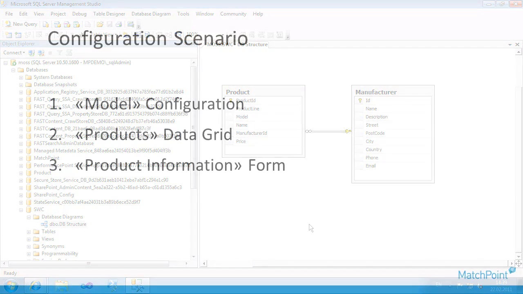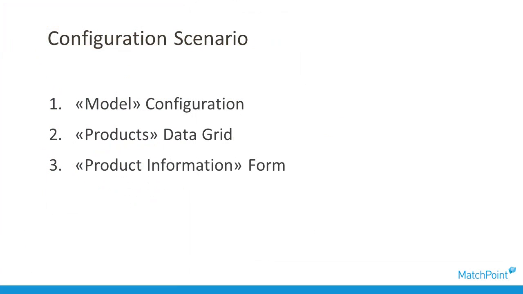In our scenario, we will perform 3 MatchPoint configurations. First, we will configure a model configuration file which contains the database schema. Then we will create a data grid that displays the content of the product table. And finally, we will configure a custom form which we use to display and edit entries from the product table.